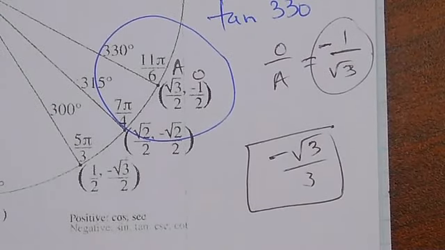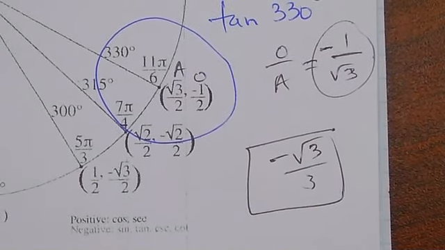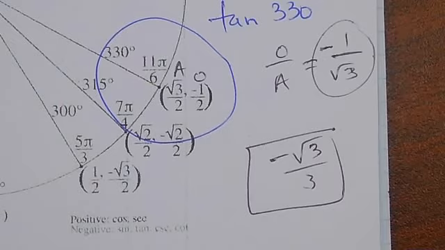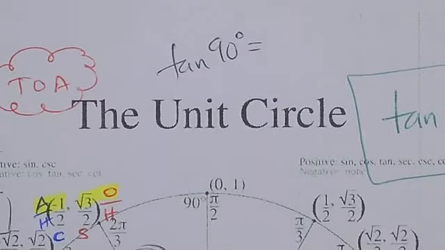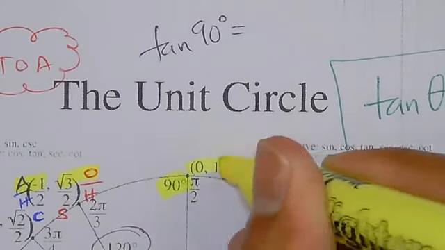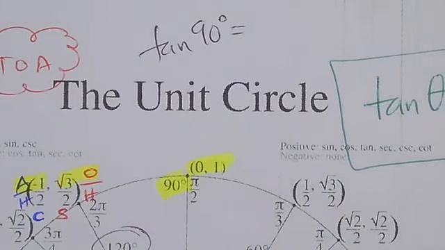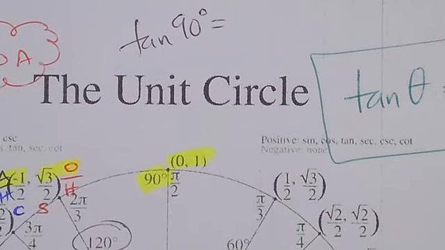Yeah? Last one? Yeah, sure. Oh, no, I got a few more for you. Can you tell me what tangent of 90 degrees is? And please don't mess up. Tangent of 90 degrees is right here, and here's the coordinate. What is tangent of 90 degrees? What is it?